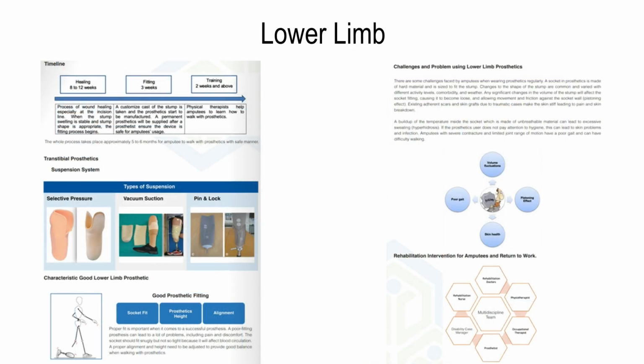The process for lower limb prosthetics involves healing, fitting, and training over several months. Various suspension systems are shown, along with factors for good prosthetic fitting and an overview of the rehabilitation team's intervention.